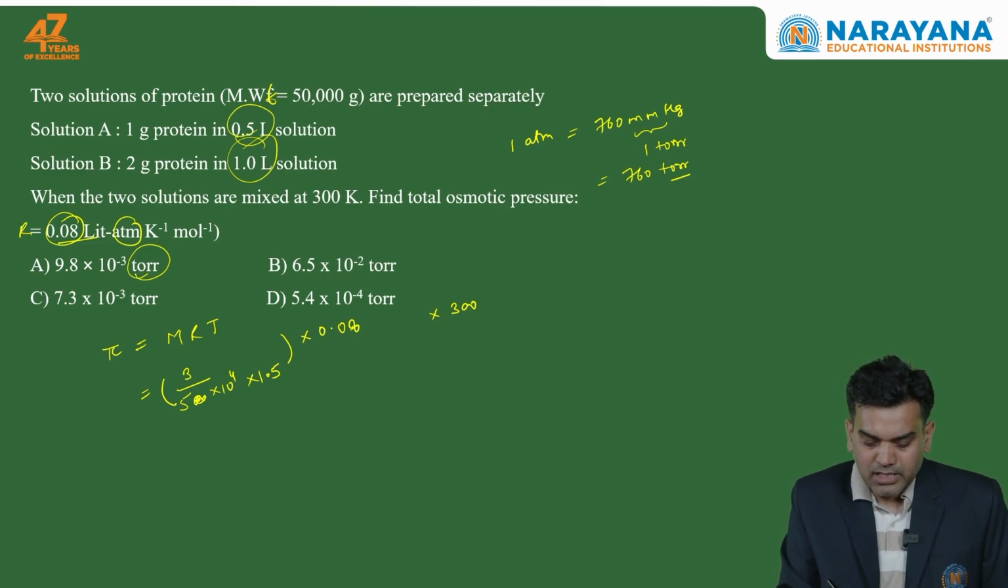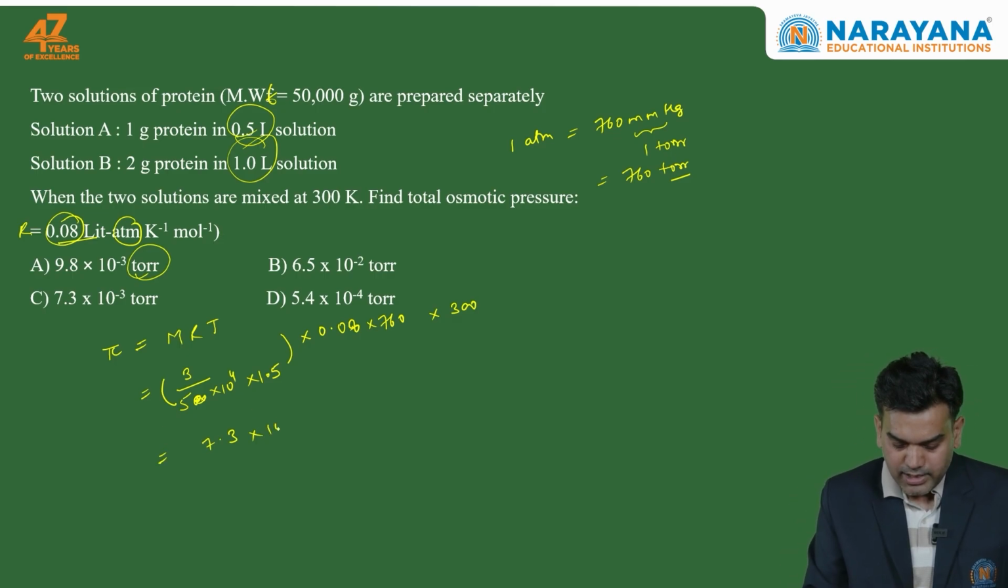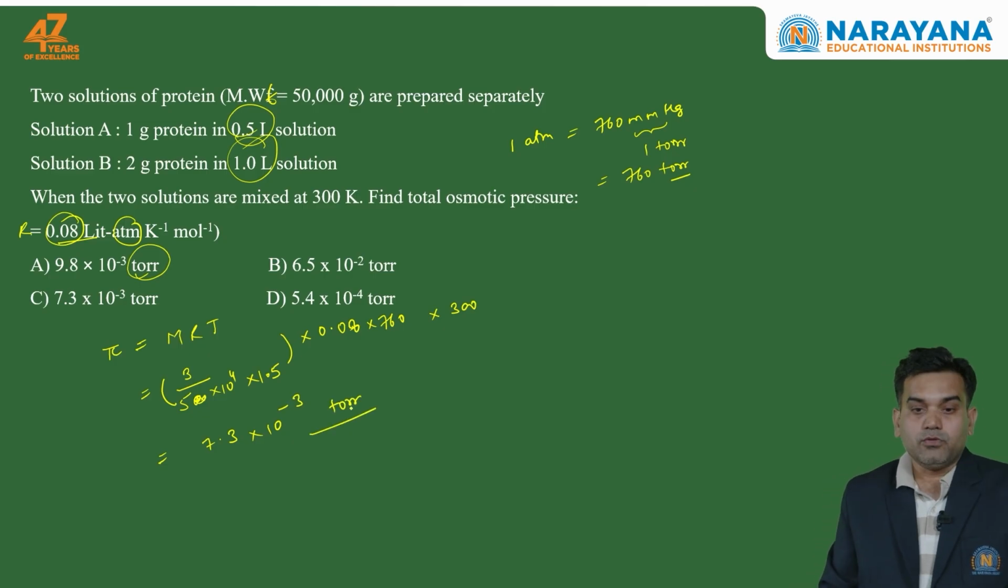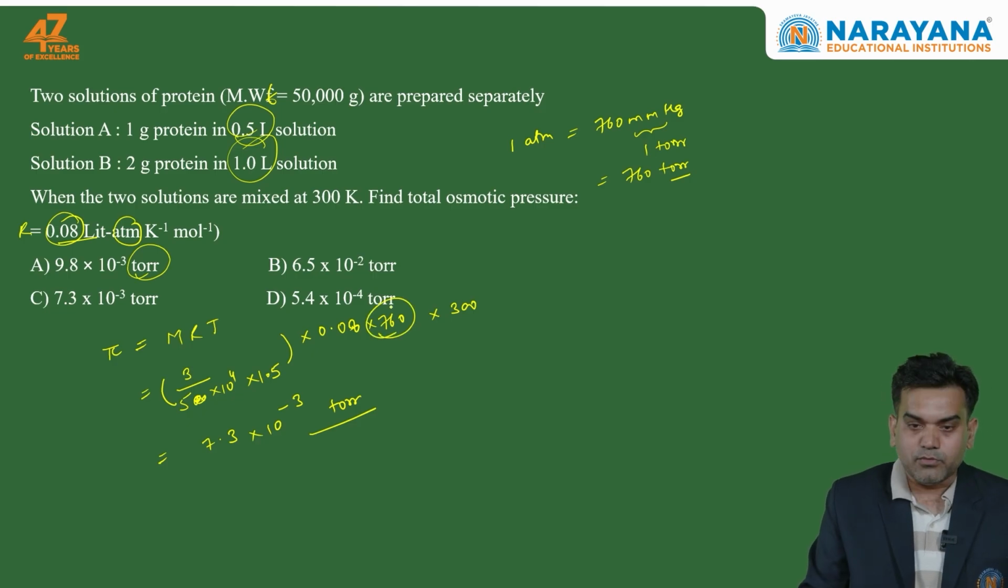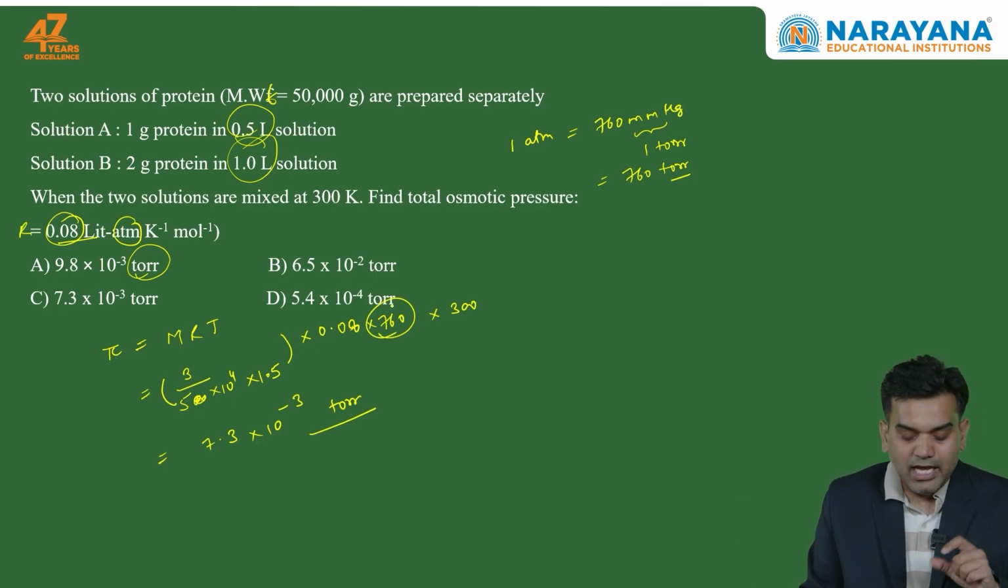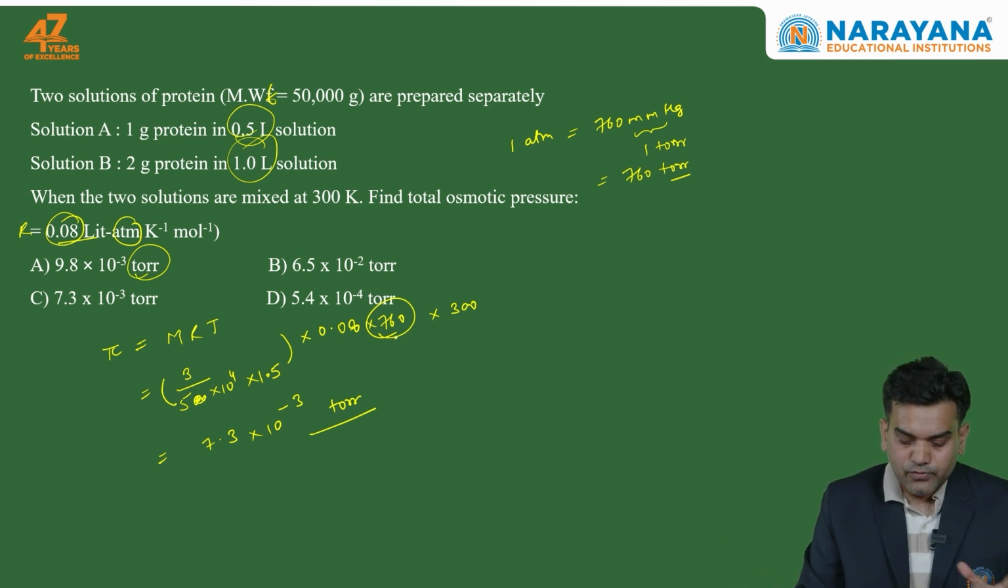Torr. So I can multiply this 760 over here also. After solving all these things, you will find this value is approximately equal to 7.3 into 10 to the power minus 3 torr. One thing you can see, if you don't use this value 760 and multiply it later, why have I done this earlier? Because if I do not multiply 760 over here, you will find this value is approximately equal to 9.8, and this option is also given.